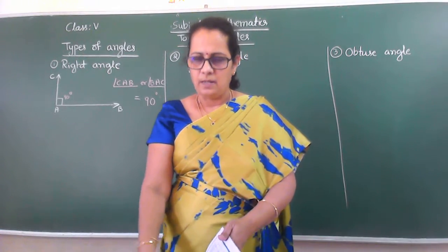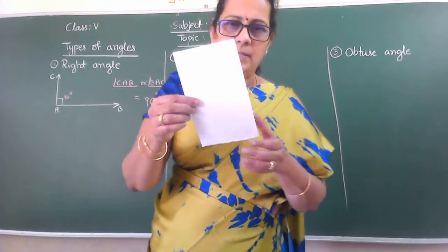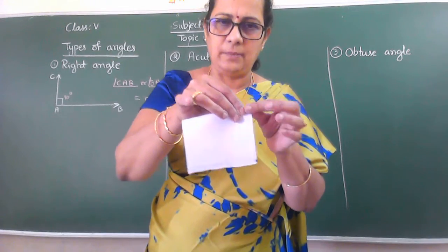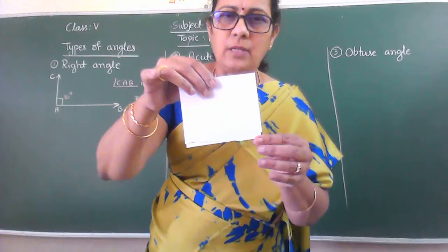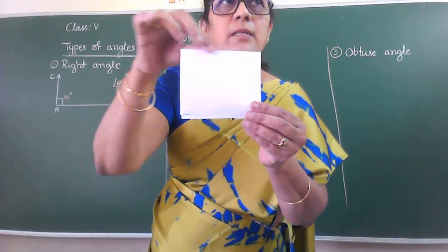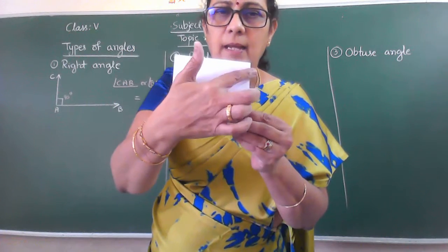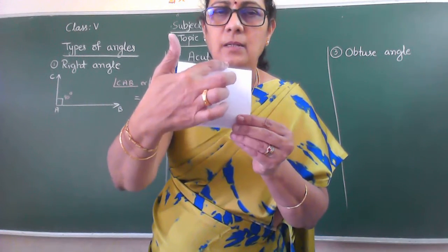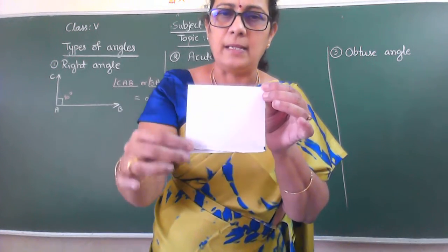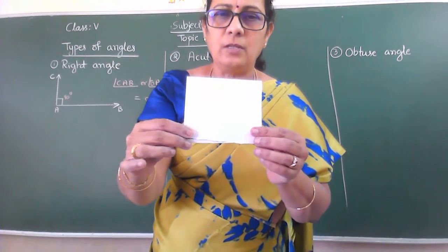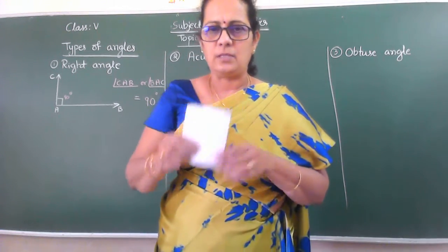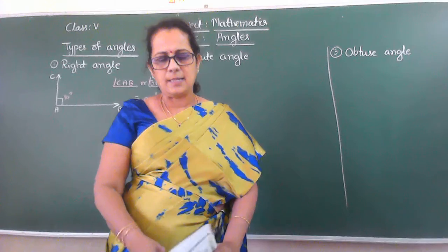Or you can take a paper, fold it in the middle. The angle formed here, the foldings, this angle we call as right angle. See, when we fold it, we got 4 angles, isn't it? So all the four angles are equal to 90 degree. So this we call as right angle.